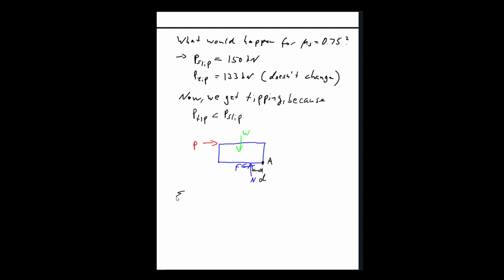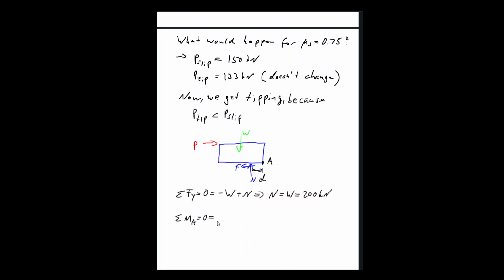So we can say sum of forces in the y direction is equal to 0. In the y direction, we get minus W plus N, right? Doesn't matter where it's acting, it's just somewhere there. That means N is equal to W is equal to 200 kilonewton, just like we had before, no changes there. Now let's do the sum of moments around A equal to 0.